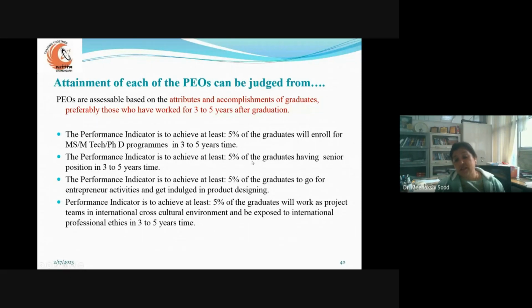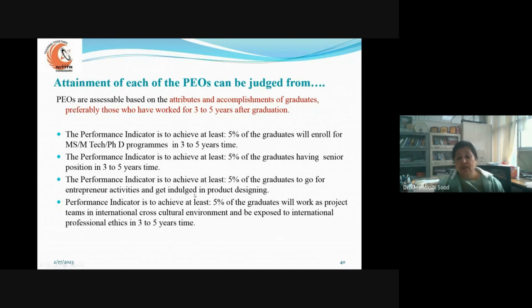And then another is how many percentage of students have senior positions, like if they got a job, how they are excelling or how they are performing in their jobs, whether they stagnated at the same level where they were employed, or they are excelling and getting promoted by virtue of their performance in their job.